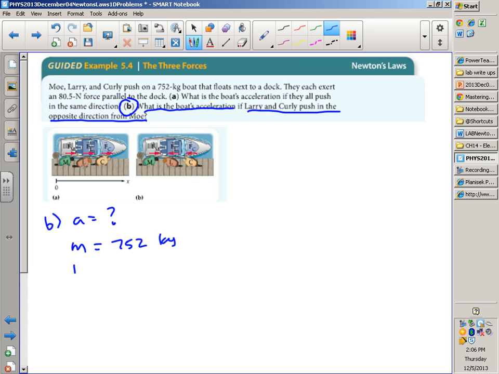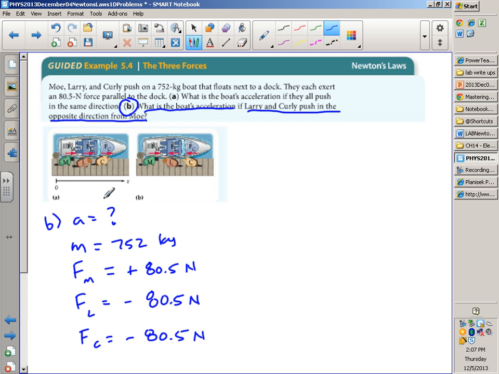And there are still three forces. One from Mo, one from Larry, and one from Curly. Mo's force is still going to stay positive 80.5. And it says that Larry and Curly push in the opposite direction. That doesn't say anything about how hard they push. They still push at 80.5 newtons, but if they push in the opposite direction, how are we going to distinguish that from the way that Mo is pushing? Make that negative, all right?